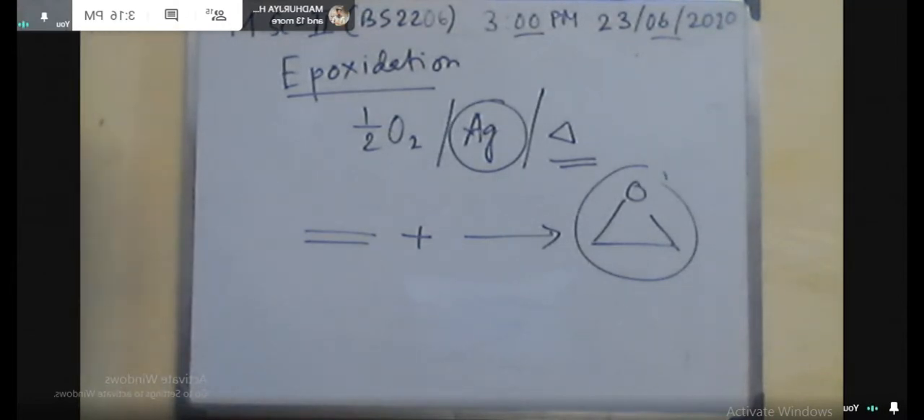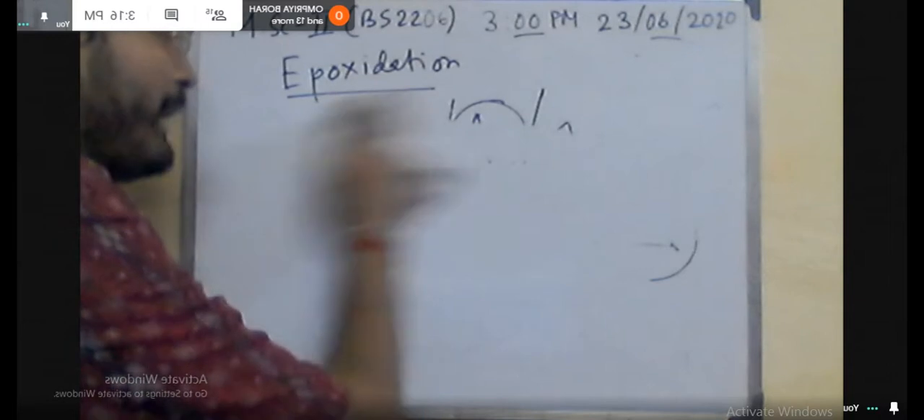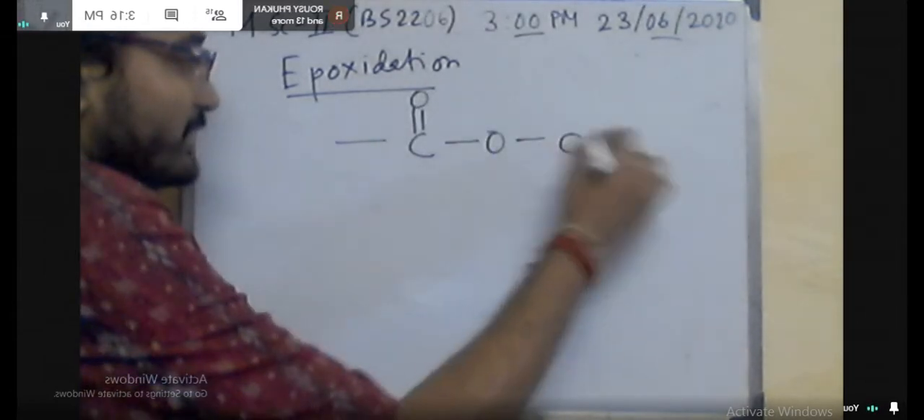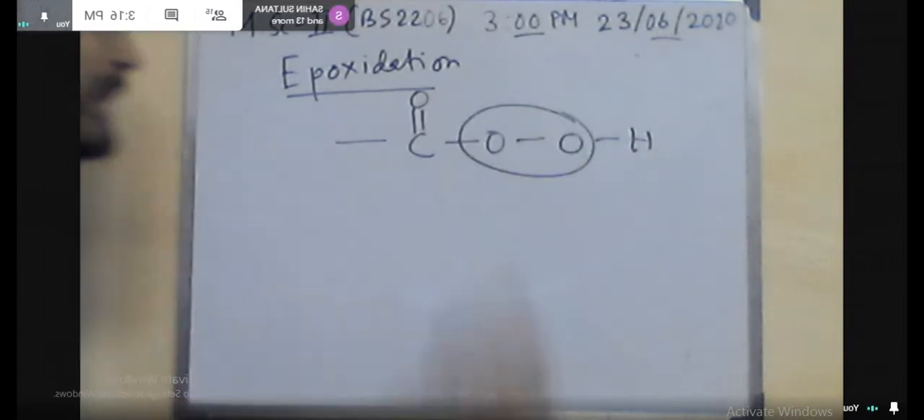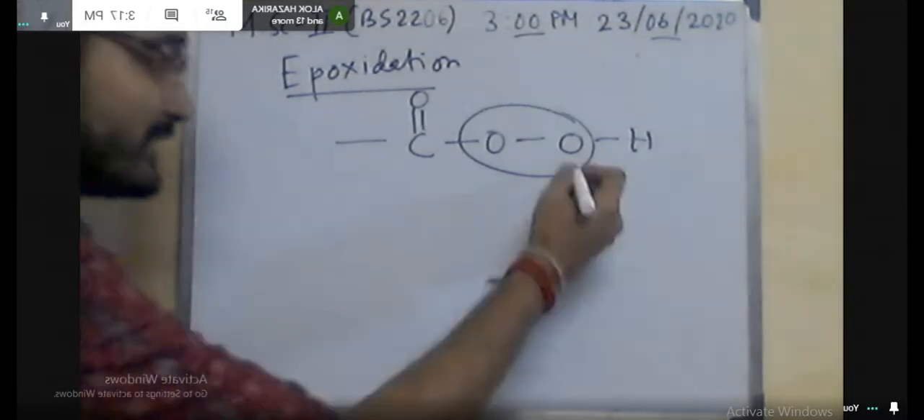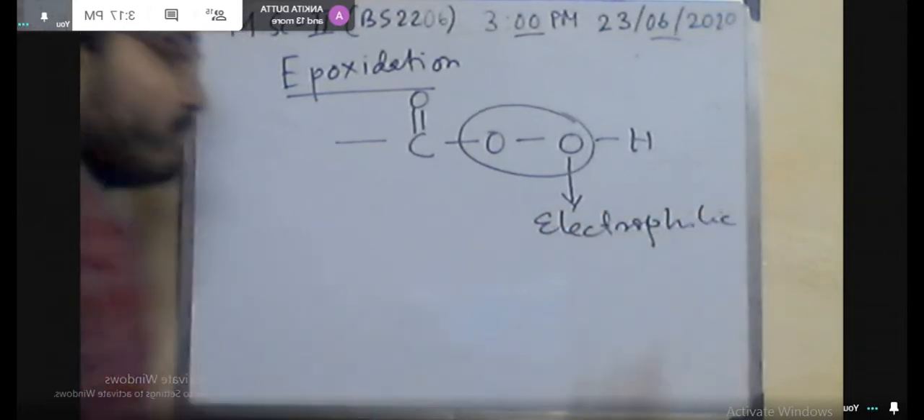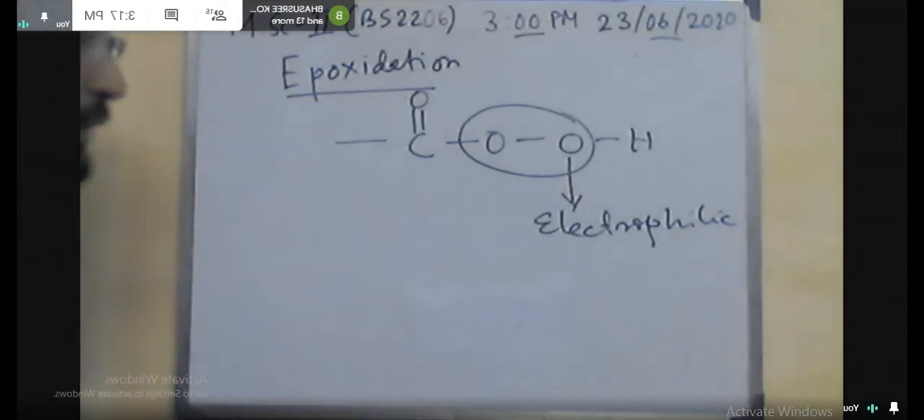In this case, for the epoxidizing agent, the reagent is the peroxy acid or peroxybenzoic acid. The peroxy acid is the functional group where the peroxo bond is present, and this species acts as an epoxidizing agent. In this case this oxygen is electrophilic in nature, so if there is some electron rich species, it will attack this electron deficient oxygen.